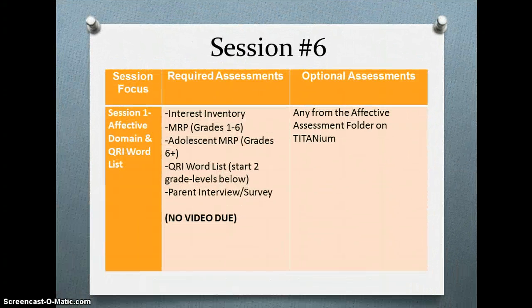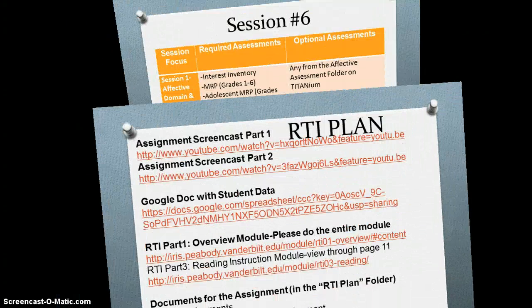So for session 6 that you want to start planning and prepping, very similar to your first session, we're going to do an interest inventory. You're going to give the MRP again if you're grades 1 through 6. If you're above 6th grade, there's an adolescent motivation to read profile that I will put on Titanium next week. You will give the QRI word list, make sure you start 2 grade levels below, and then you'll have a parent interview or survey again, and no video due that week.